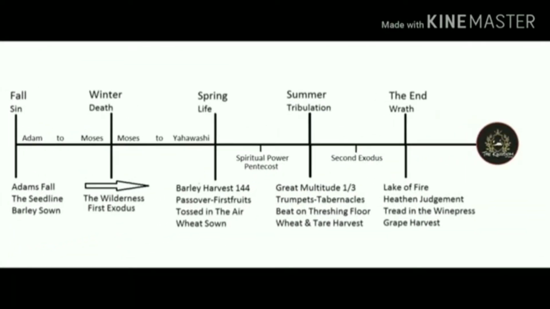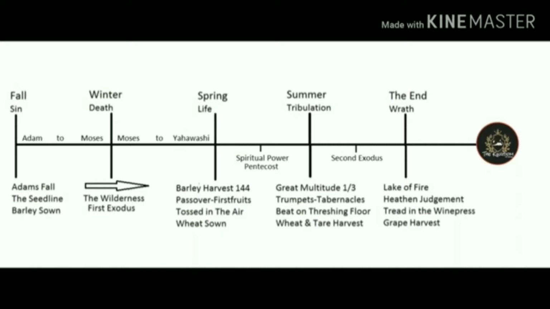This chart that I created is going to help us track the harvest, because you can't plant anything or grow anything unless you know the seasons. As you can see in this chart, the seasons are at the top: the fall, the winter, the spring, the summer, and then the end. The fall represents sin, the fall of man. The winter represents death, because the wages of sin is death. The spring is life, the summer is the tribulation, and then the end is God's wrath.